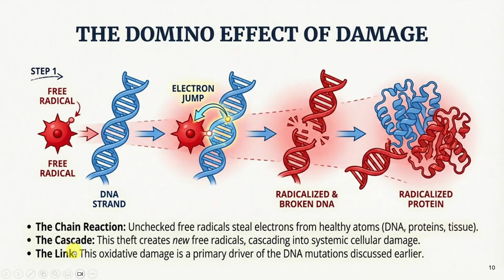proteins, tissue. And the cascade effect is that this theft creates new free radicals. So it's not enough that one DNA is being affected. This is creating literally a domino effect and cascading into systemic cellular damage. This is an issue. This is a domino effect that's not good. The link is that this oxidative damage is a primary driver of the DNA mutations discussed earlier.